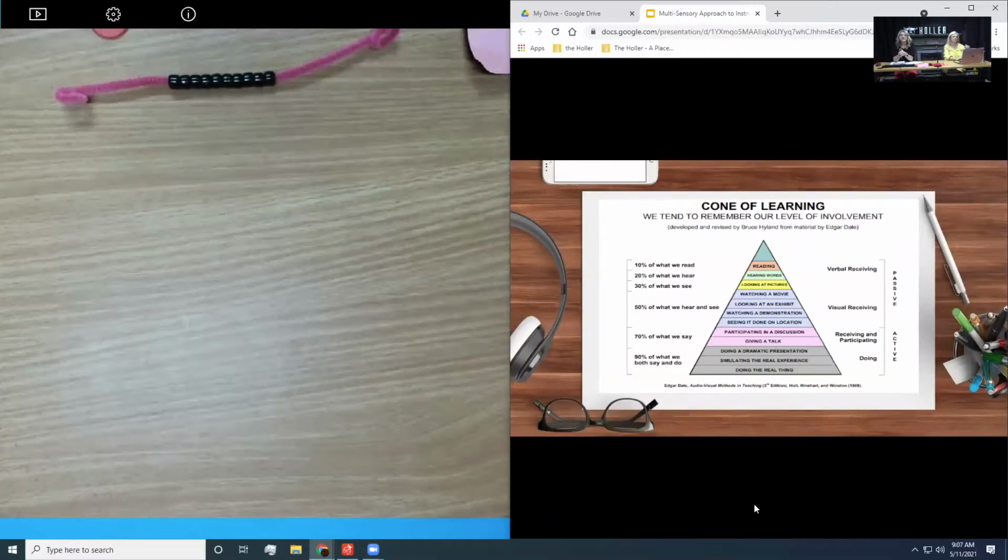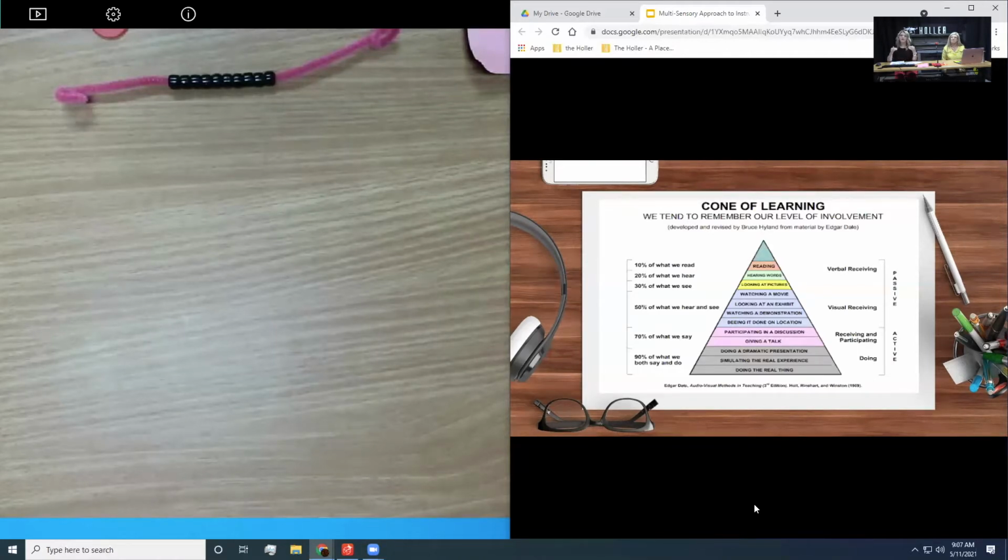Let's look at this little visual here. It's the cone of learning. The purpose of this is to give you an idea of how we, and when I say we, it's just human, everybody, learn and remember things. If you look at the top of the pyramid, when we were in school, it was, okay, read this and do it yourself. If you just read it, then you're only going to remember 10% of what you read.